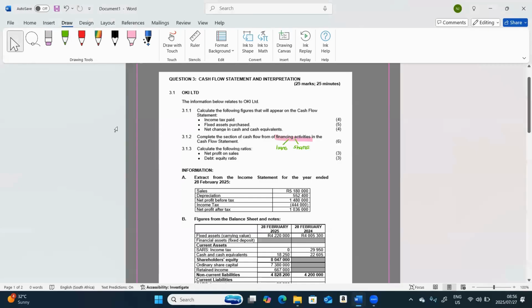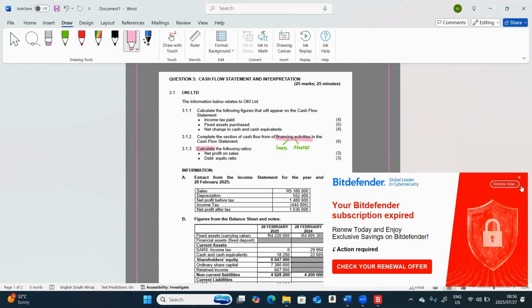Okay, then we go to 3.1.3, calculate the following ratios. Guys, very important, right? Let's just have a look here. They use the word calculate. Okay, not comment, not calculate and comment. So please, please, please, don't waste time when they only ask you to calculate. Okay, but let's have a look at the first ratio that they wanted to calculate.